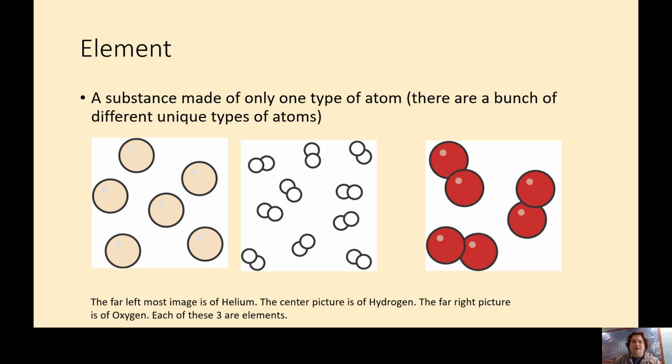The middle one is going to be hydrogen atoms, which we know hydrogen is an explosive or has the ability to be explosive, considering the hydrogen bomb. And we also know part of water. Our far right is oxygen, which we know is something you breathe.